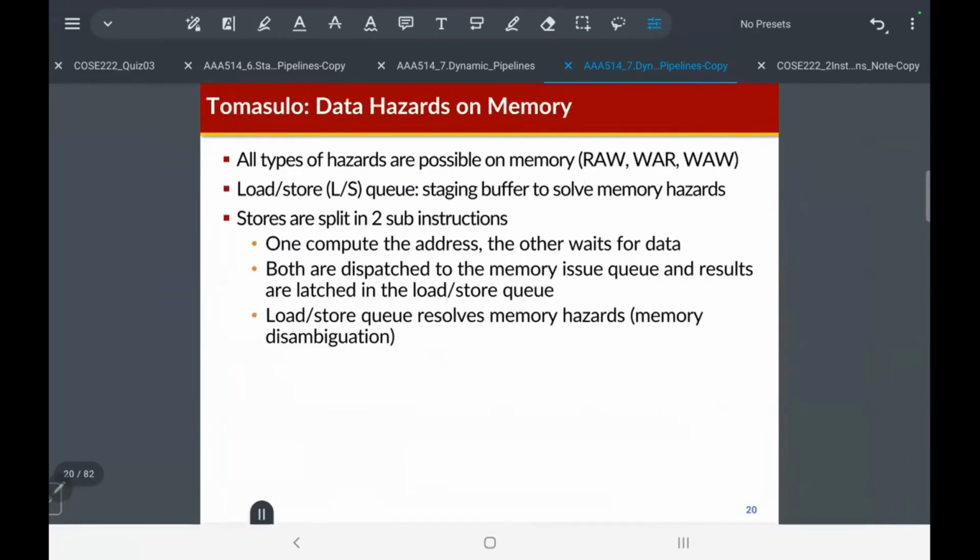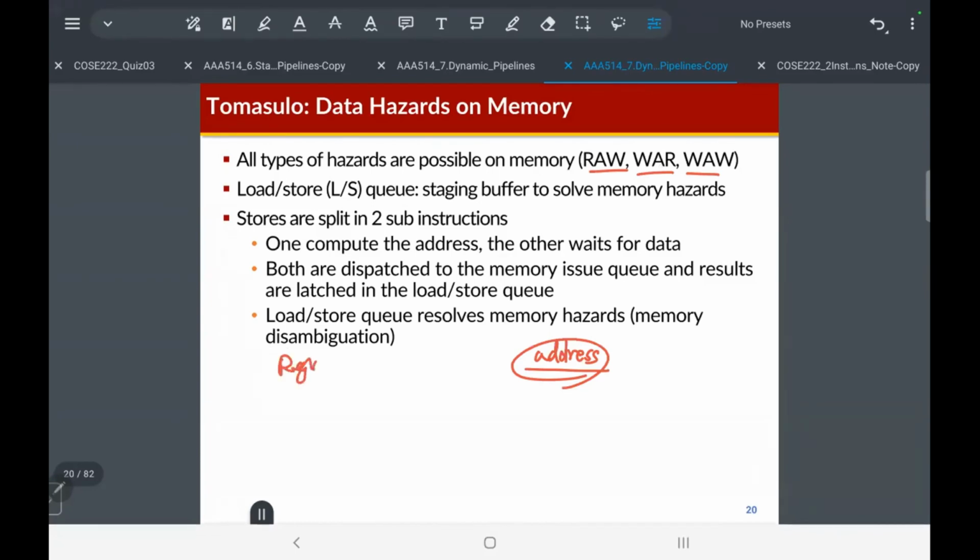Then how about the memory? I said that we also need to consider the 3 types of data hazard on memory. As I mentioned for the 3 data hazards, we need to check the address, right? So data dependencies should be maintained for the same address. If the address is different, then these are different data. Okay, then what's the problem?